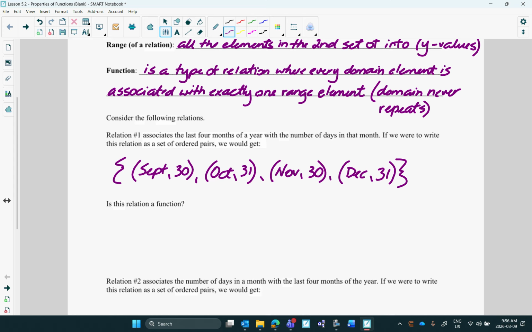So if I asked you what the domain was, it's all the first elements. So you would write September, October, November, December. That would be the domain. The range would be all the second elements, and you don't have to write ones that repeat. So it'd be just 30 and 31. That's it. Okay.